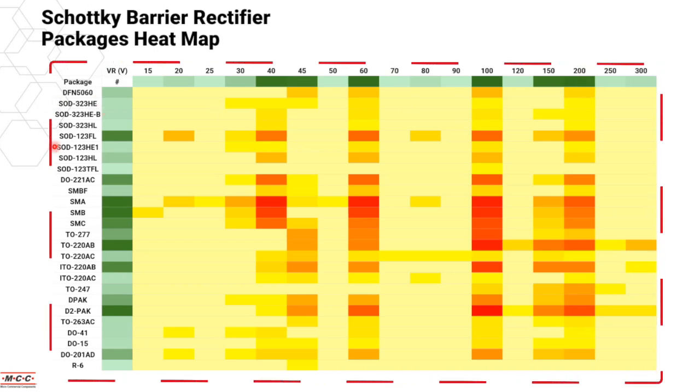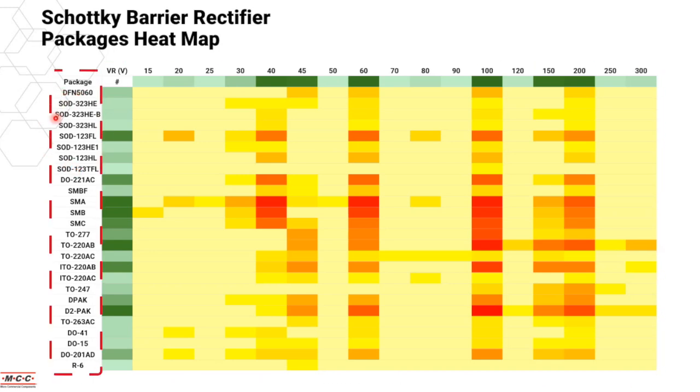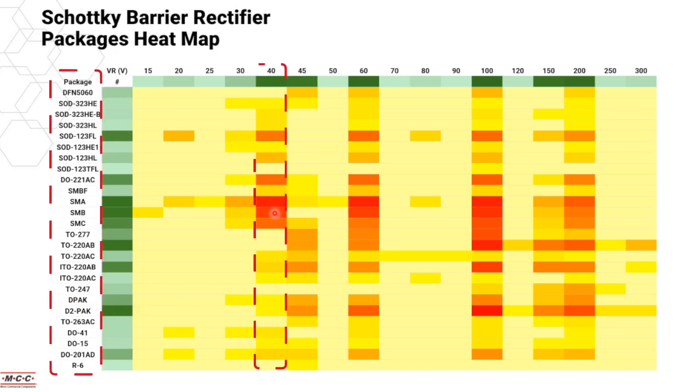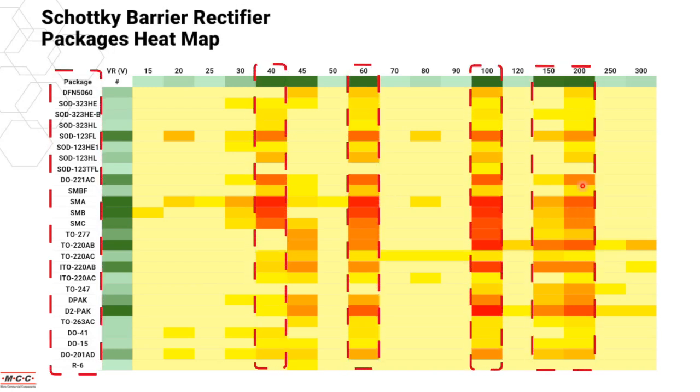For small signal Schottky barrier rectifiers, we have the small packages such as SOD323 as well as SOD123 that come in for 20 volts all the way up to 200 volts. For 300 watt devices, we have the TO227, the TO277. We also have the D-pack versions of Schottky barrier rectifiers. And you can see over here 40 watts, 60 watts, 100 watt, 150, 100, 200 watts.